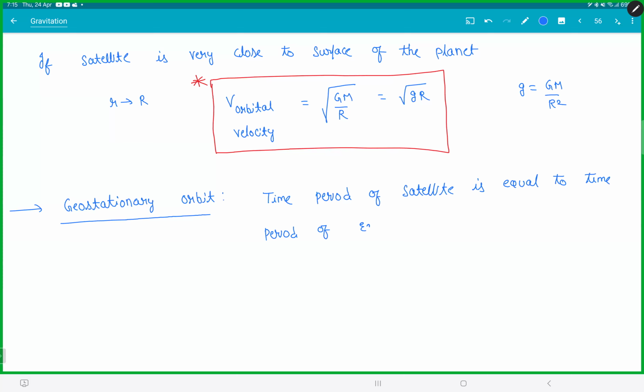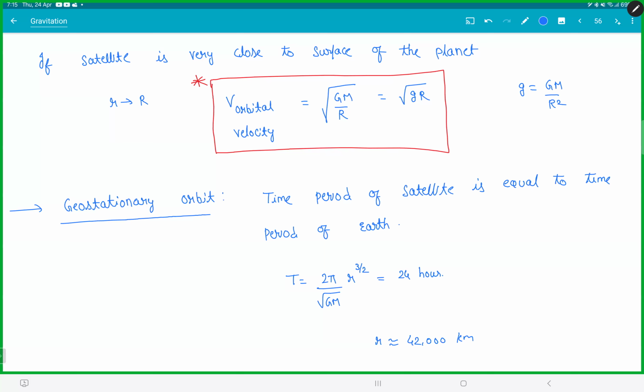Time period of Earth. So we have T equals 2π√(r³/GM), which is equal to 24 hours. And when you actually calculate this, it comes to close to 42,000 kilometers. This is from the center of the Earth. So from the surface, it is roughly around 36,000 kilometers.